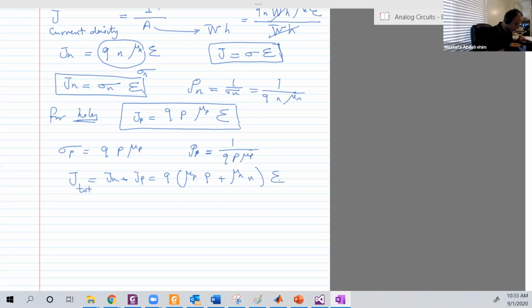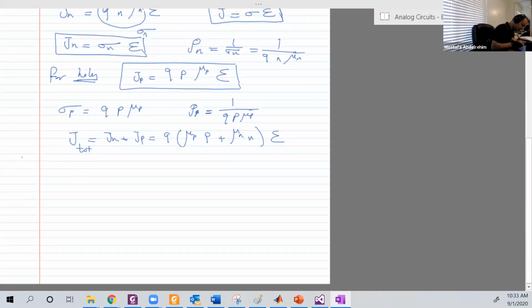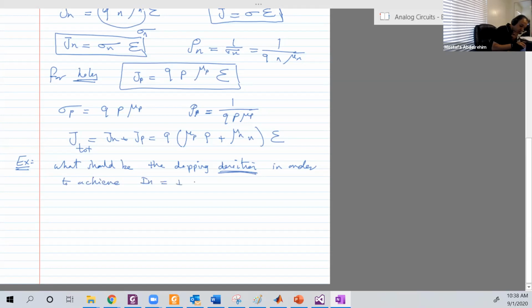Okay, so this concludes the drift current analysis. Let's take an example from the book. So the example says, what should be the doping densities, it's plural, not singular, in order to achieve equal hole and electron currents.